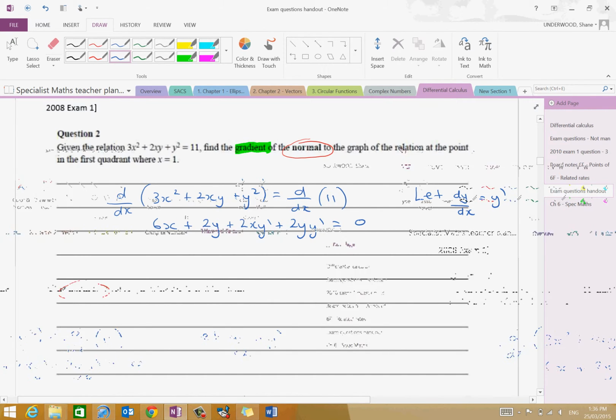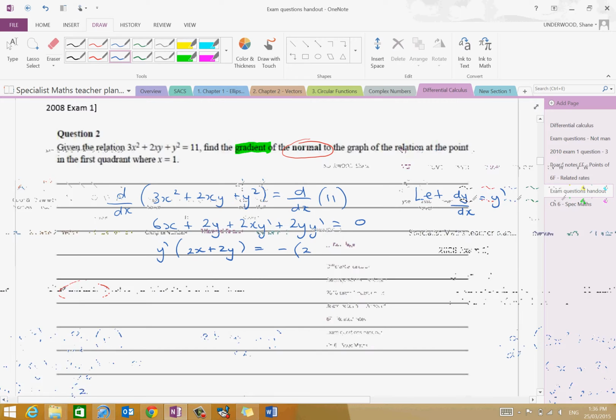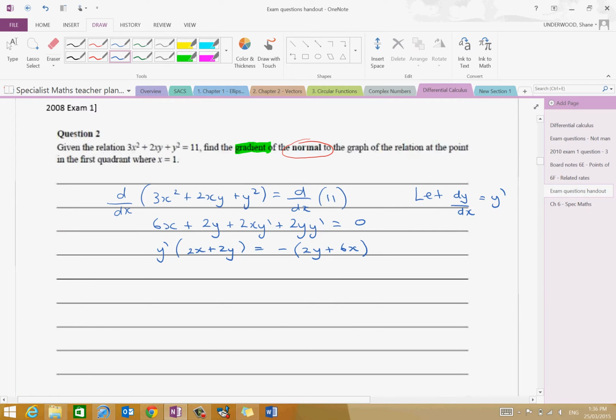Awesome. Now I'm going to take y dash as a common factor, so I have y dash times (2x plus 2y) is equal to, and I'm going to get the other stuff on the other side, minus 2y plus 6x. Now I'm going to divide both sides by 2. So y dash is equal to negative (y plus 3x) over (x plus y). Is that right? Hope so.